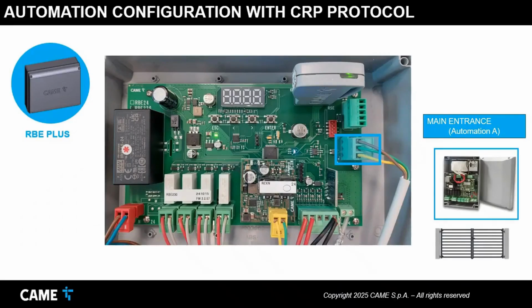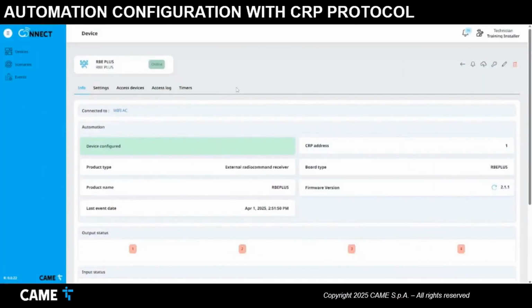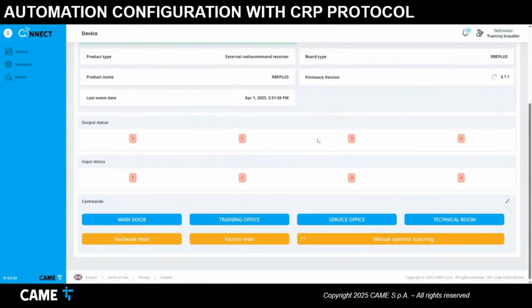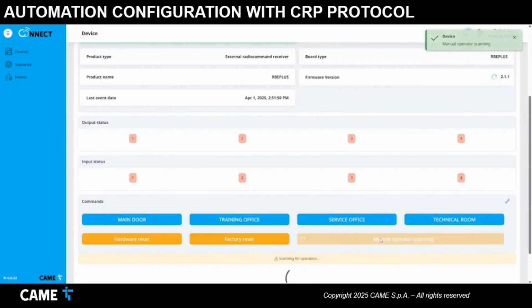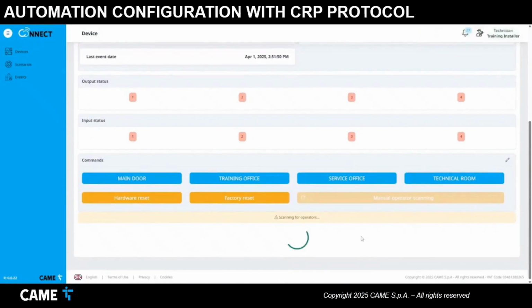Let's proceed with configuring an automation connected to the RBE Plus control board via the CRP protocol, CAME remote protocol. Now, let us carefully observe how to add an automation to the RBE Plus control board. You simply need to press the manual automation scan button, which is located on the device's dedicated web page.